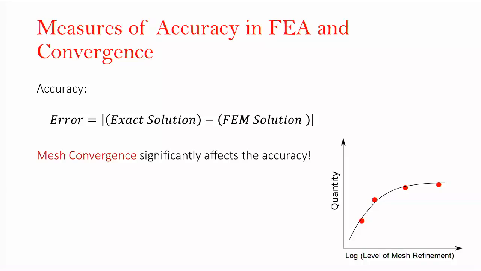If you don't see too much significant change or difference between these results, it means that your solution has converged already. And no matter how fine a mesh you use for the model, you have already reached the converged solution.